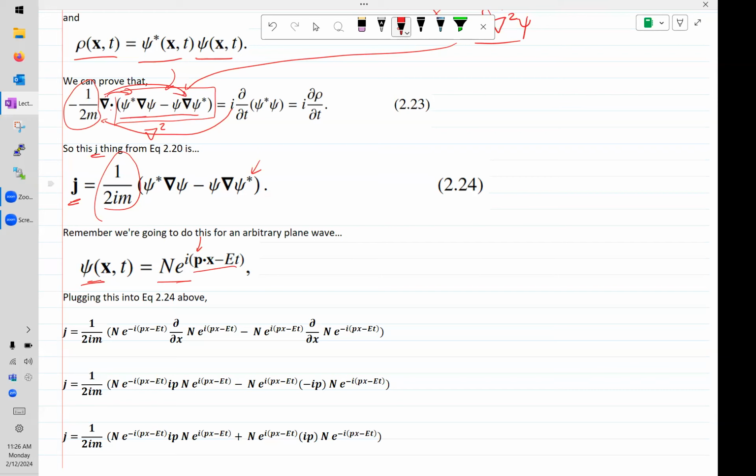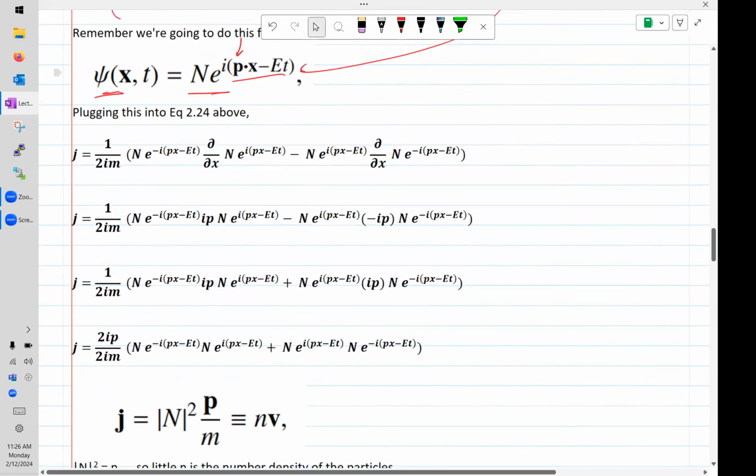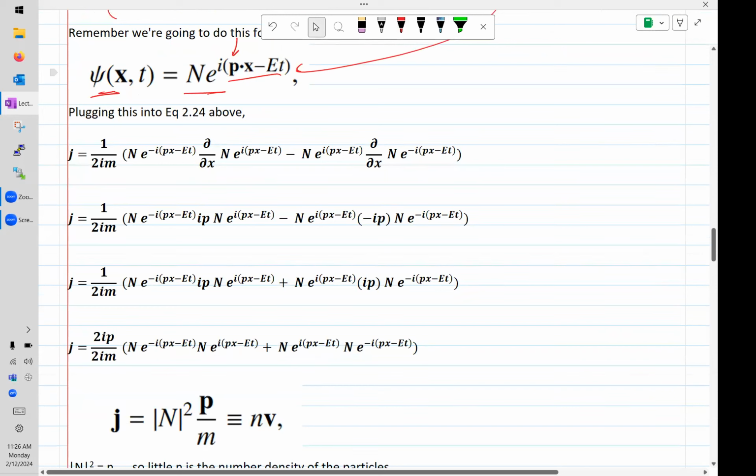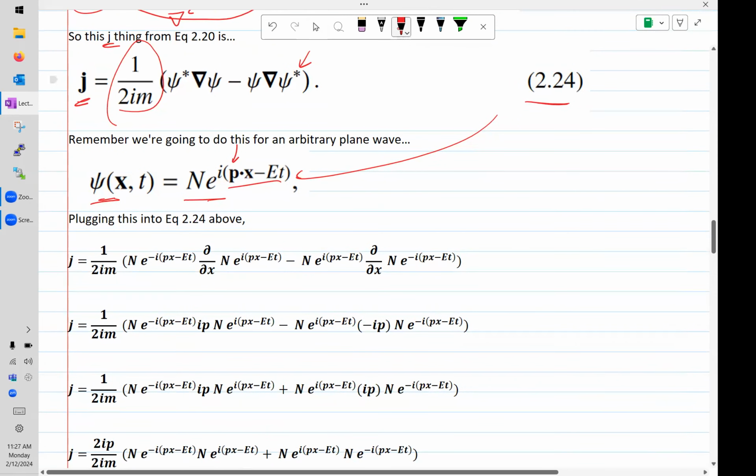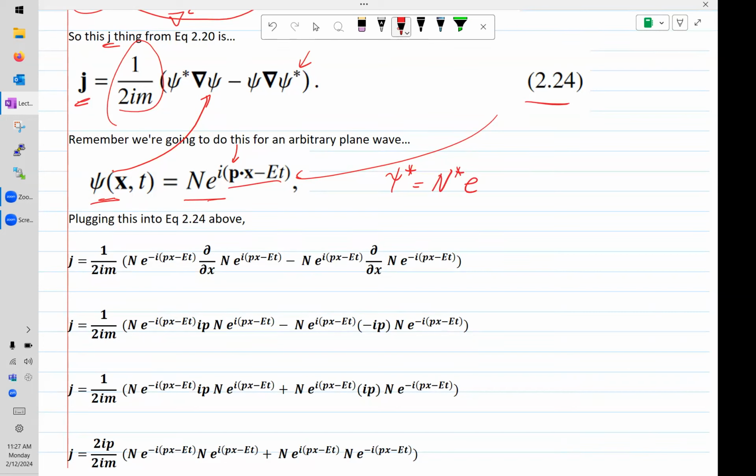So if we plug in equation 2.24 to here, I think we don't have to go through all the little calculus stuff. Once you plug this in, I'm basically plugging in psi star and psi into here, and then I do the complex conjugate of it. This could be complex also. Instead of plus i, I have minus i p dot x minus e times t.